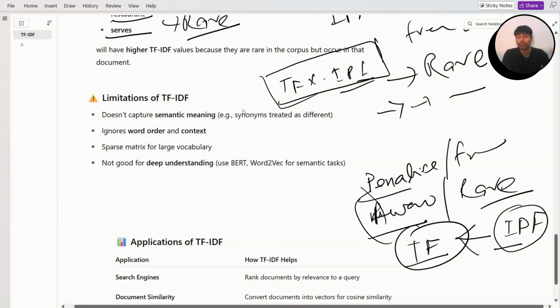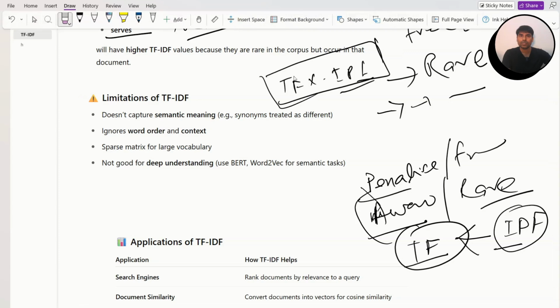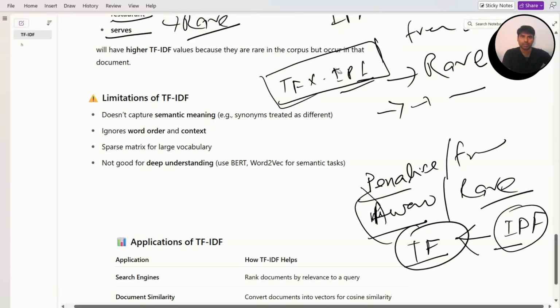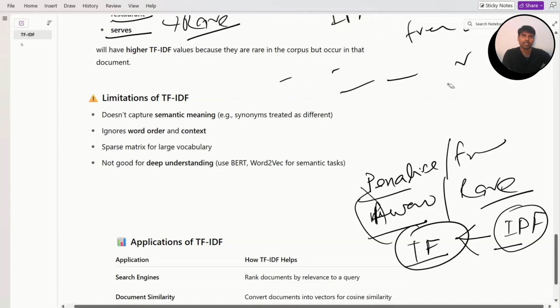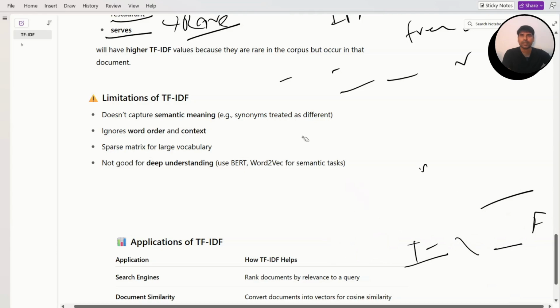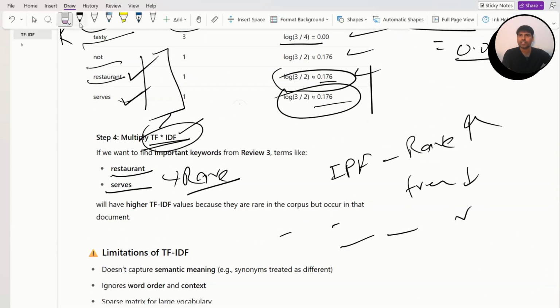My model will give more weightage to rare words because they carry more context. This is the whole concept. Okay, so I hope you got the intuition, my friend. So let me remove this whole bunch of text. Okay, so this is the TF-IDF.